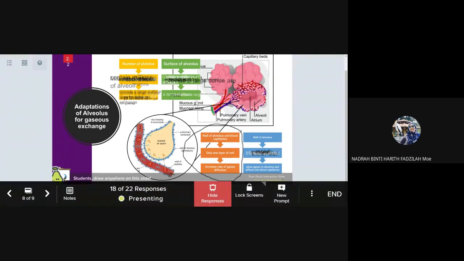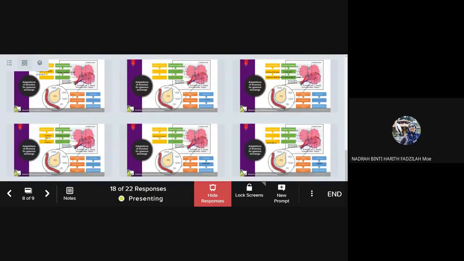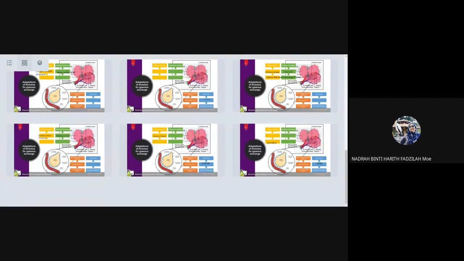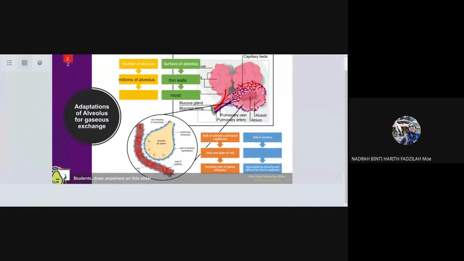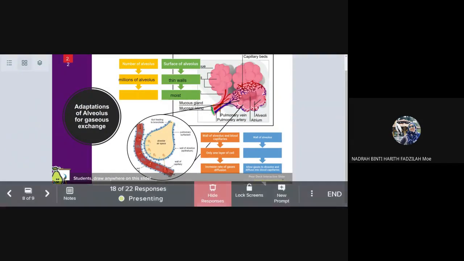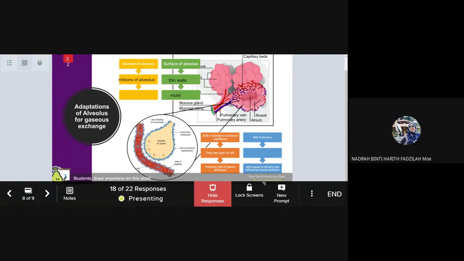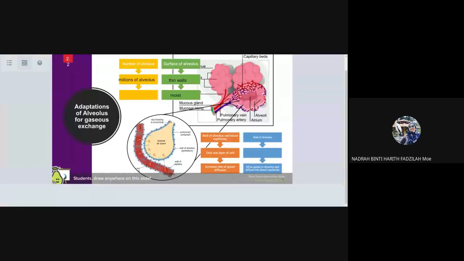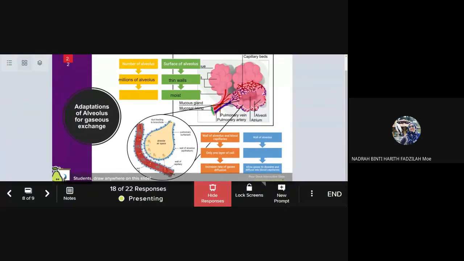Okay, let's take a look at our answer, shall we? Alright, let's take a look at a few sample answers here. Mari kita tengok a few sample answers. Okay, let's take a look at this answer. For this particular answer, murid ini dia jawab surface of alveolus very thin and moist. Okay, thin dengan moist tu kedua-duanya adalah karakteristik. Boleh rujuk pada Google Meet ya yang saya tengah present sekarang. Okay, thin walls dengan moist ni is the characteristic.